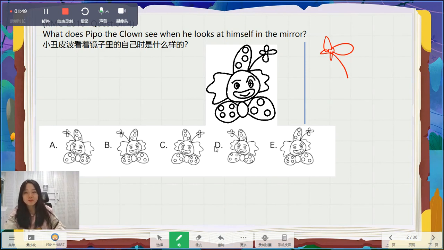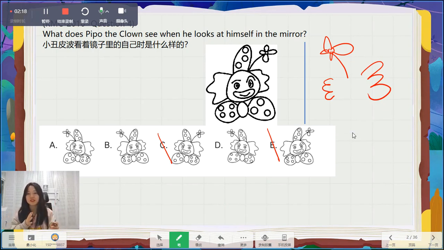Now we can exclude C and E, because in these 2 options their flowers point to the right instead of left. And let's check the hair, because on the right it should be a smaller hair, while on the left it should be larger hair. So in the mirror, the smaller hair must be on the left and the larger one must be on the right. So they point to opposite directions from the clown itself. In this way we can exclude B.